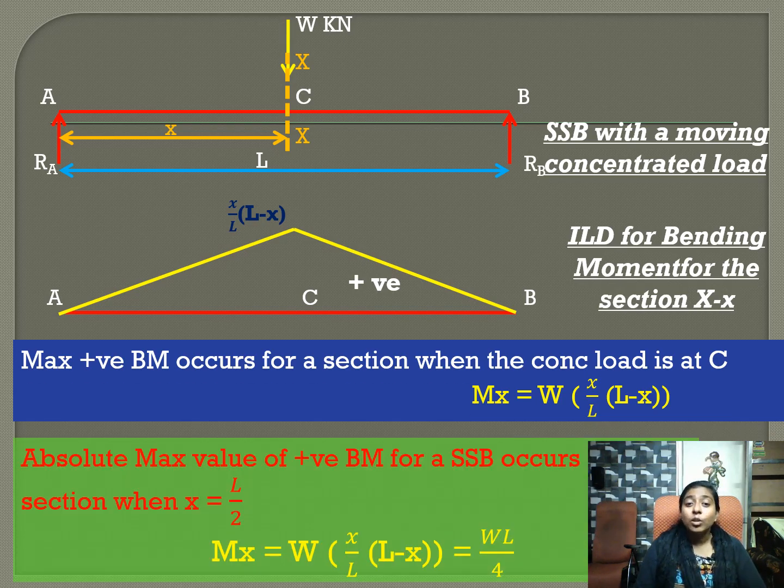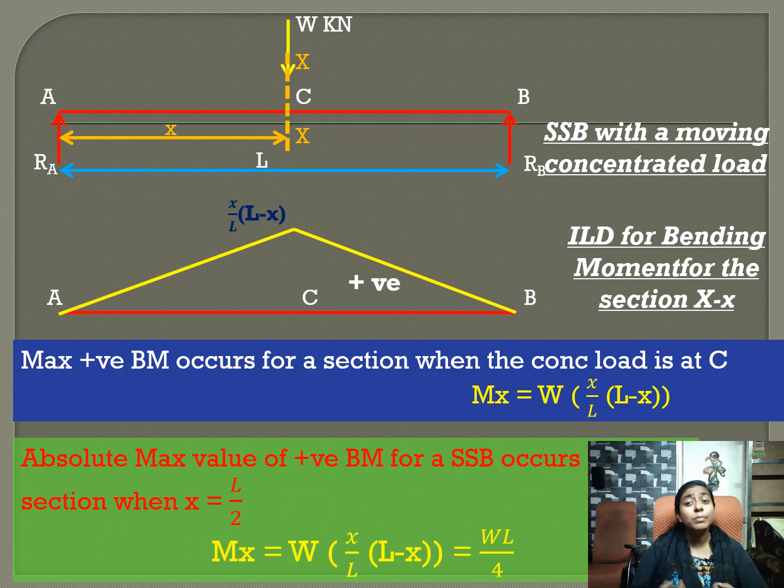Now the absolute maximum value of the positive bending moment of a simply supported beam occurs when x is equal to L by 2. That is at the middle of the span. Because at the middle of the span, we have already seen that the maximum ordinate occurs when x is equal to L by 2. We saw it in our first video. So maximum bending moment occurs when x is equal to L by 2.